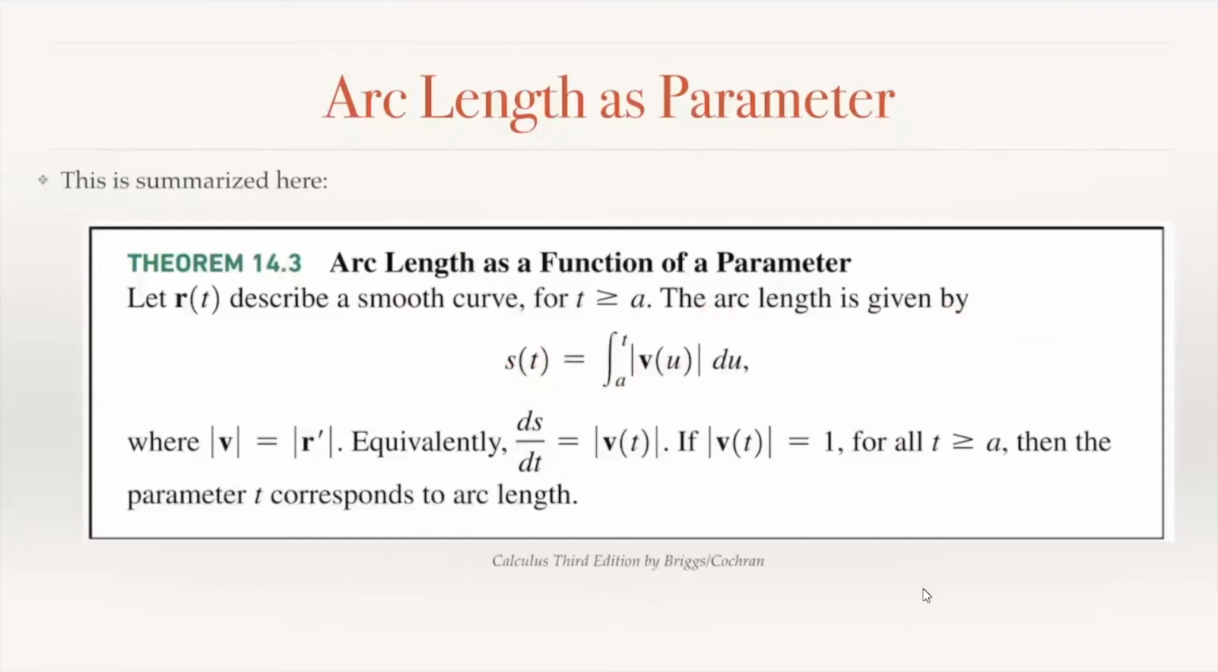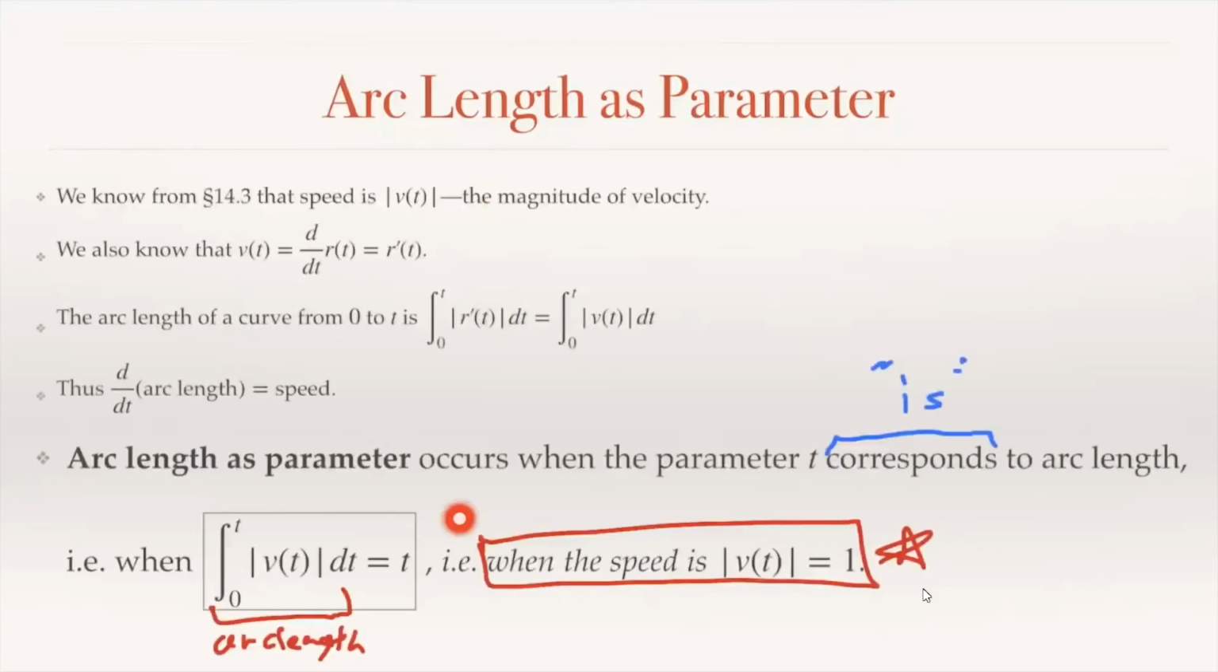And s of t, the arc length up to t, beginning at a, is the integral from a to t of the speed, du in this case, they're using u as a parameter. And the speed is the magnitude of r prime, because r prime is v. Equivalently, thus, the derivative of arc length is speed. And thus, if the speed is 1, then the parameter t corresponds to arc length. That's really everything that we just saw here.